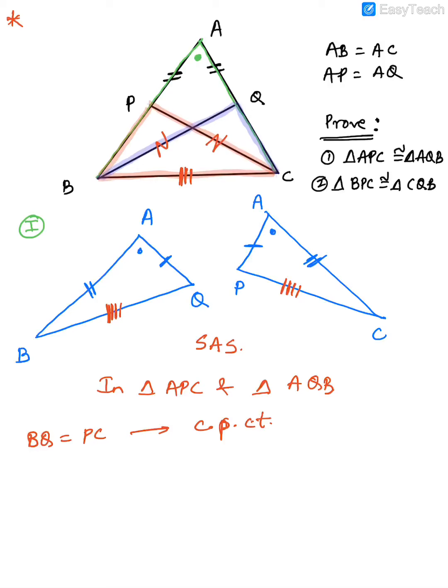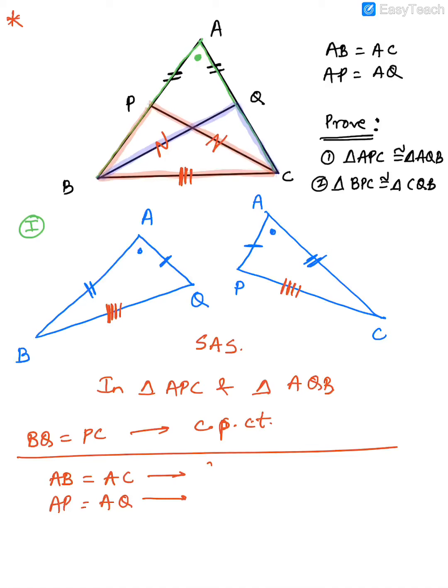Correct? So we've got the two sides out here. We proved two sides congruent already. Now we need one more point. So what I'll do now, we were given what? We were given that AB is equal to AC. We were also given AP is equal to AQ. What can you write here? Given, and then again given only.